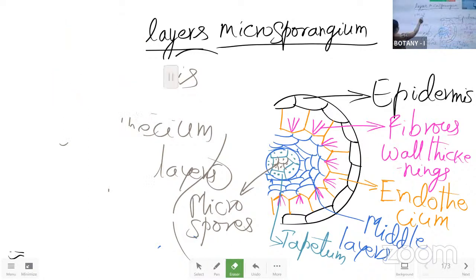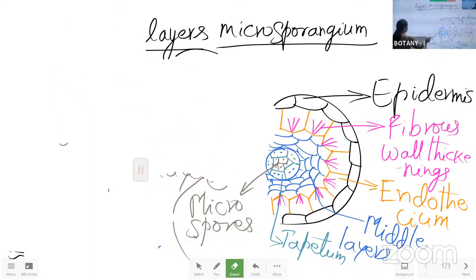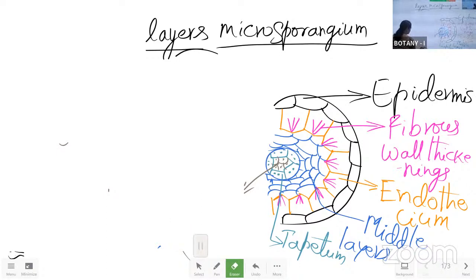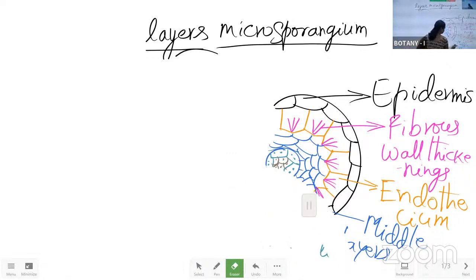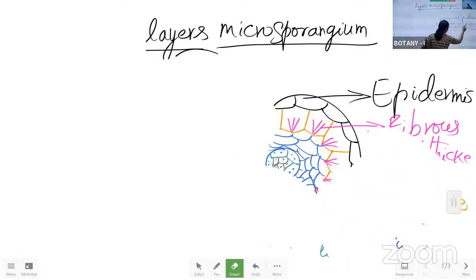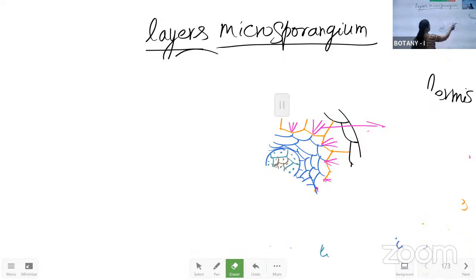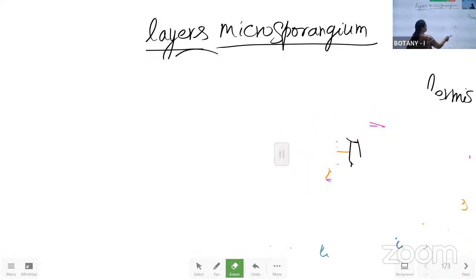And the next one is the process of fertilization. This question they can ask in different ways. That means they can ask the question: describe the process of fertilization. Otherwise, describe the fertilization in the angiospermic plants.